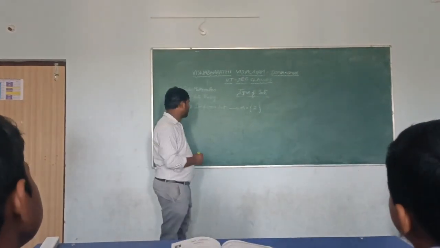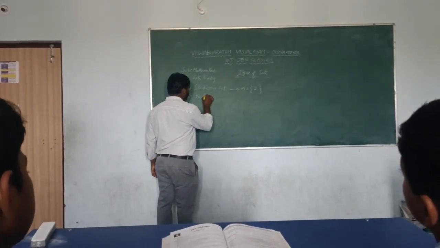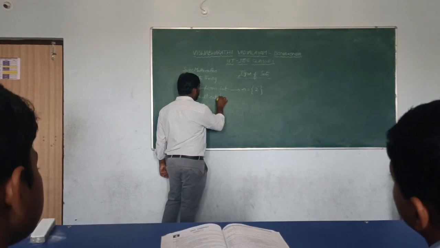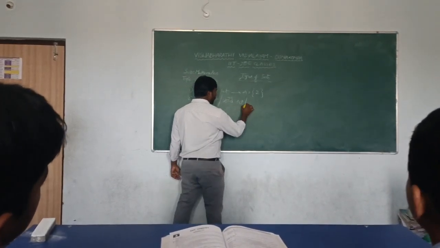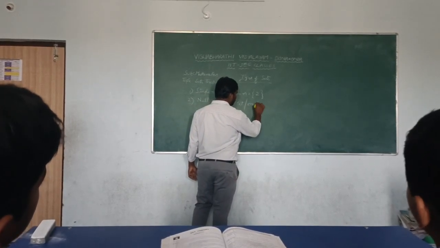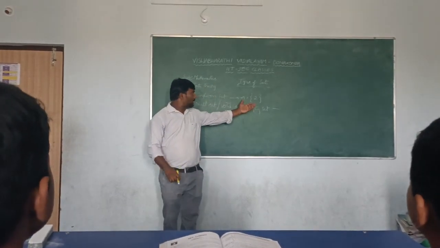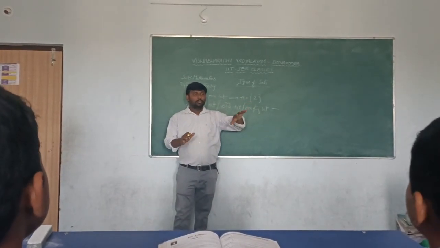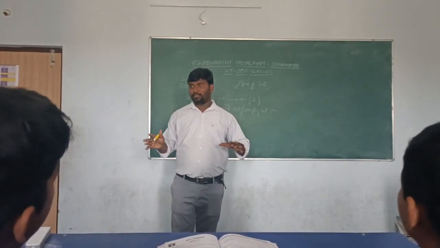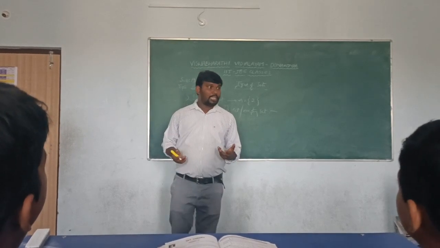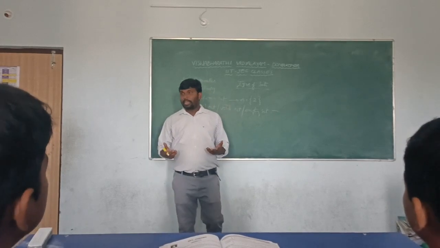Next, the second one: null set or void set or empty set. Listen. Here I told you that if a set contains only one element, it is a singleton set. If a set contains no elements in it, such a set is known as an empty set or void set or null set.